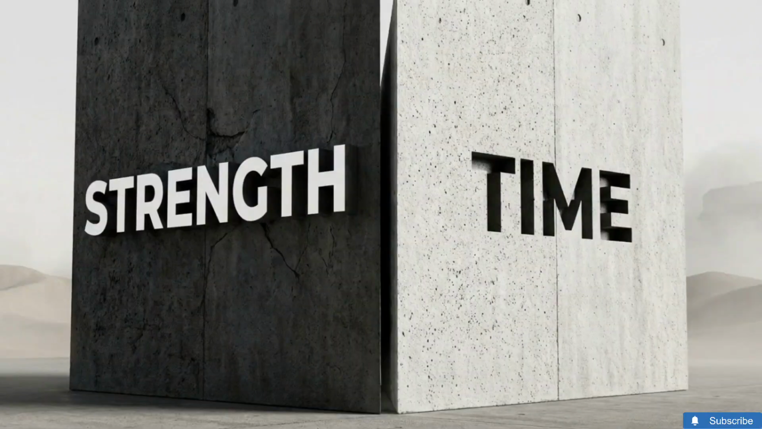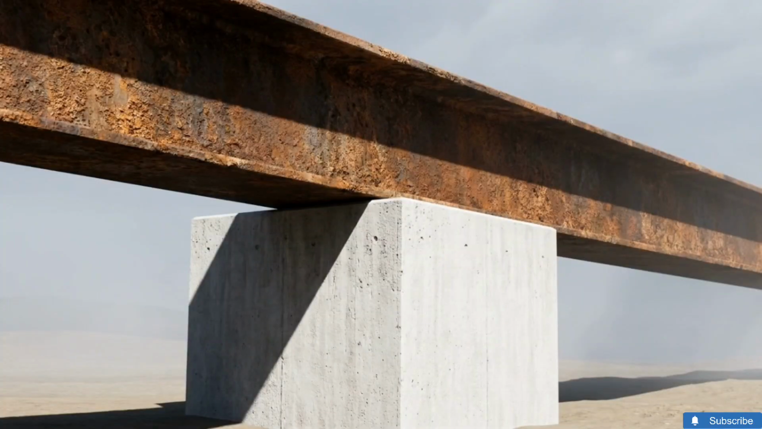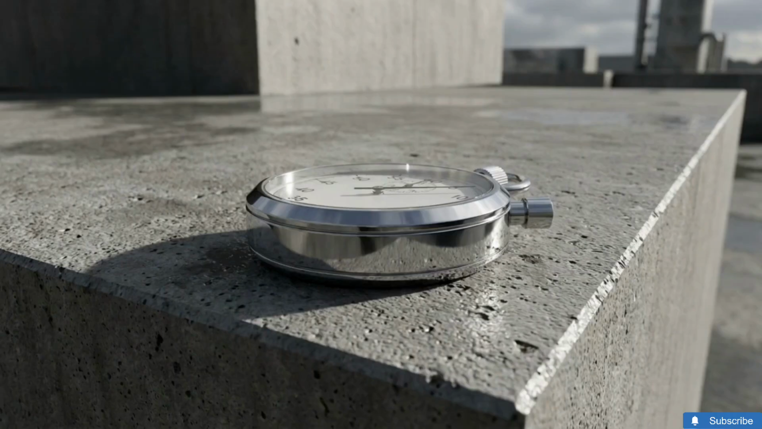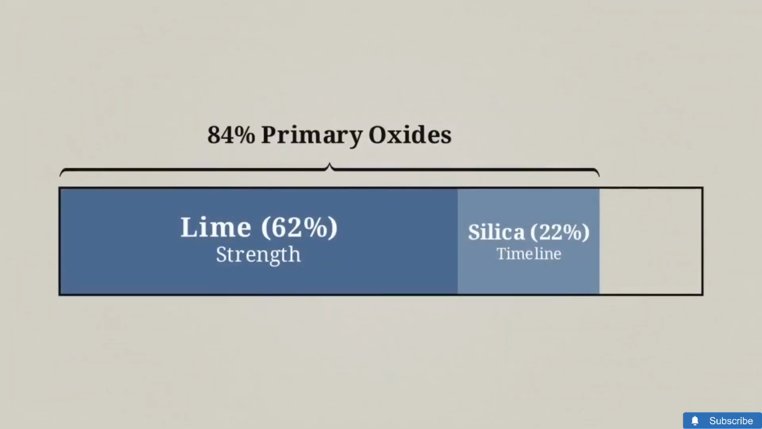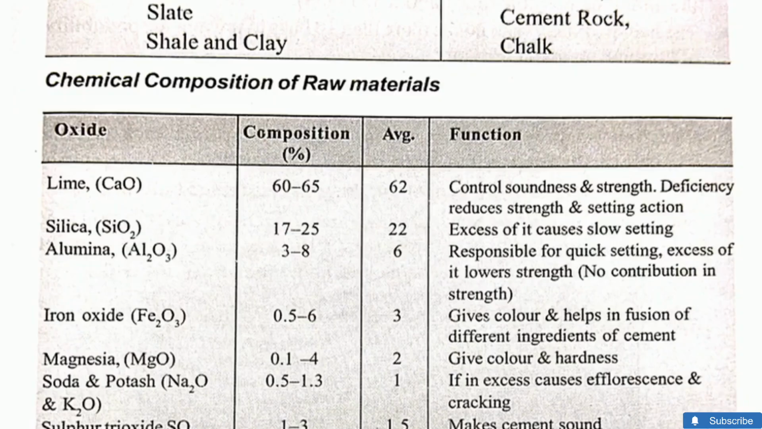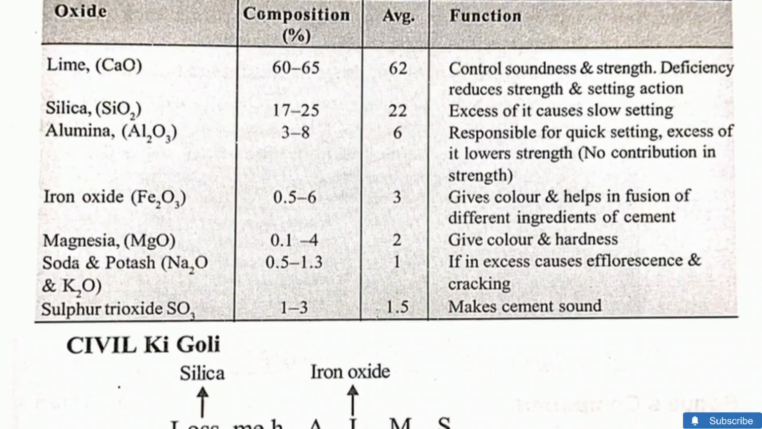The vast majority of a cement bag's chemical payload is dedicated to executing just two tasks: ensuring the structure gets hard enough to carry a load, and ensuring it takes the correct amount of time to get there. If 84% of the composition secures the strength and the timeline, what purpose does the remaining 16% serve? This table shows modifiers. Alumina, at 6%, is an accelerant for quick setting, but excess alumina lowers structural capacity. Further down, iron oxide averages 3%. It acts as a fusing agent to bond ingredients in the kiln and gives cement its gray color.